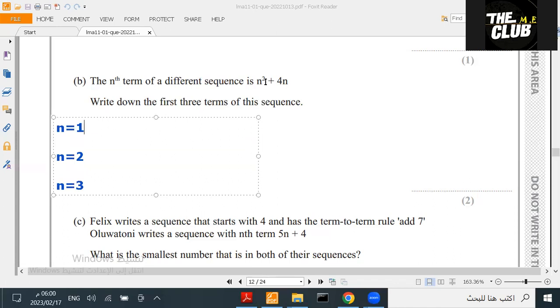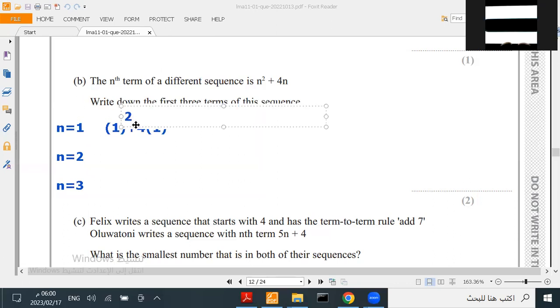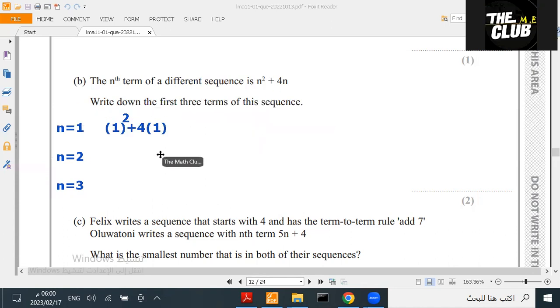So for the first one, we have n squared plus 4n. We're going to say 1 squared, I'm going to put it in brackets, plus 4 times 1. And we put squared here, we don't forget this. Why do we do the brackets? You always do the brackets because you might have negative numbers. So always learn how to do the brackets. And brackets means multiply.